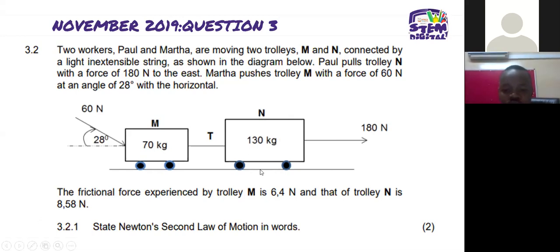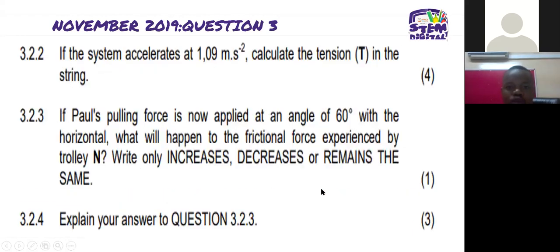So the normal force and the force of gravity, remember the net force vertically is 0. So the forces that are actually responsible for the acceleration of the object are this applied force that is going to the right, this tension force that is going to the left. We know how to do that by now. Again, it is this frictional force that is also going to the left. So three forces on trolley N.